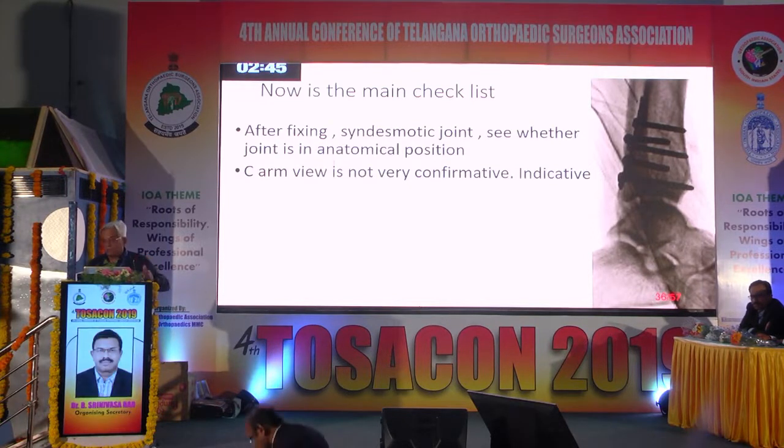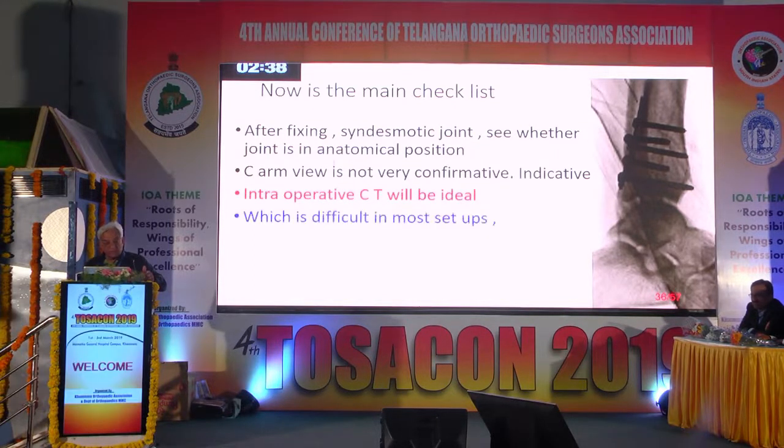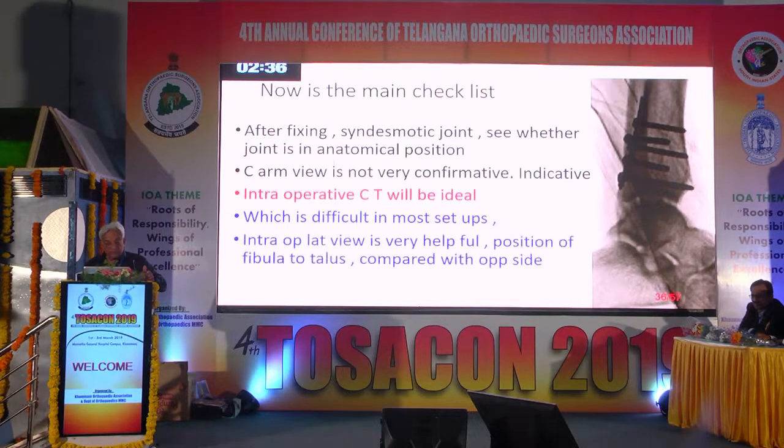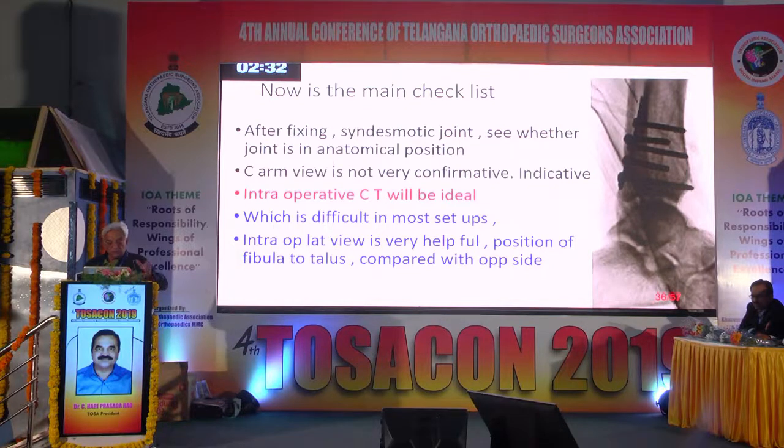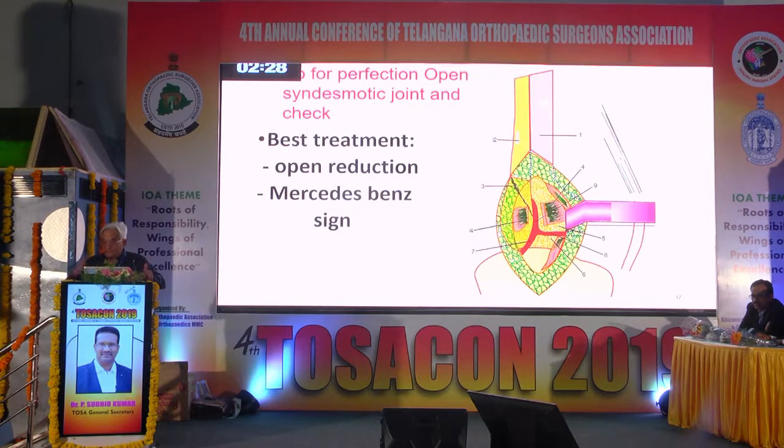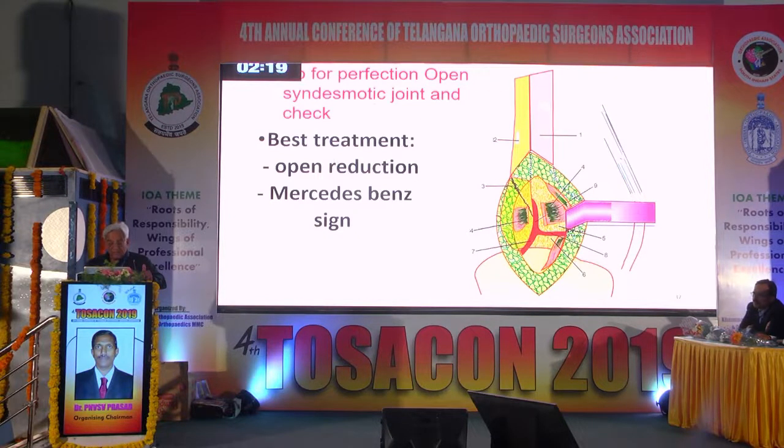C-arm is not very confirmative. It may be indicative. Intraoperative CT is ideal, which in our country we can't do, so it is difficult in most setups. Intraoperative lateral view is very helpful, the position of the fibula to the talus compared to the opposite side, but it is also subjective. And hence, after reducing the fibula, putting this temporary K-wire, open up the syndesmotic joint and see the syndesmotic joint. That is the best treatment.